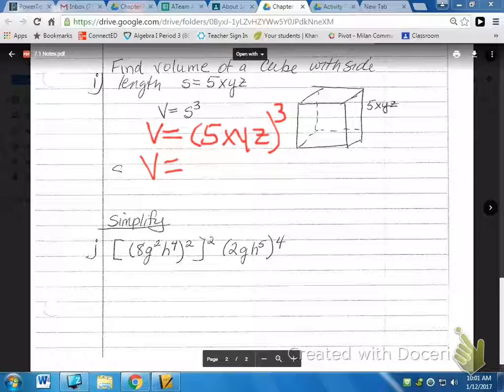Now, is there anybody that wants to help do this problem? Somebody that hasn't answered a question yet. Tora, what's the first thing I'm going to have to do, you think? 5 times 5 times 5. Yeah, 5 cubed, so 5 times 5 times 5. 125, very good. And then I have xyz inside the parentheses, and it's cubed. So how do you think that would finish off? X cubed, y cubed, and z cubed.